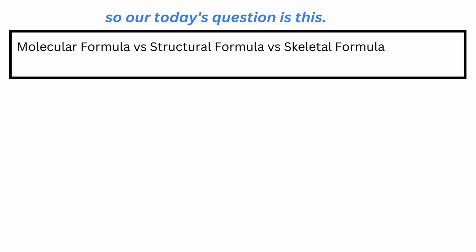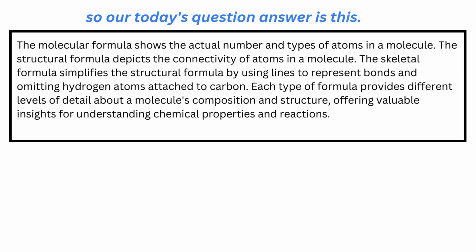Molecular formula versus structural formula versus skeletal formula. Correct answer: the molecular formula shows the actual number and types of atoms in a molecule. The structural formula depicts the connectivity of atoms in one molecule. The skeletal formula simplifies the structural formula by using lines to represent bonds and omitting hydrogen atoms attached to carbon.